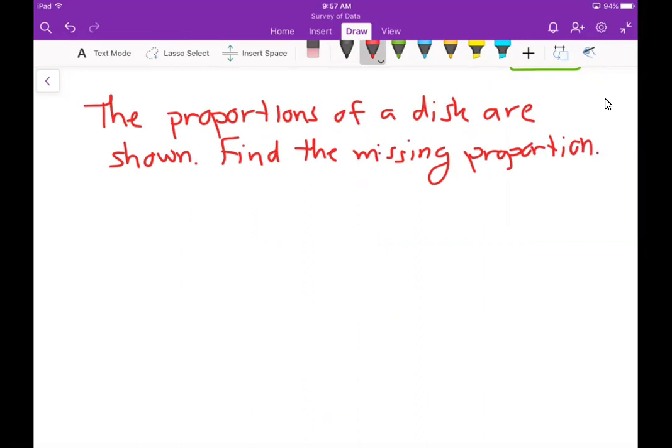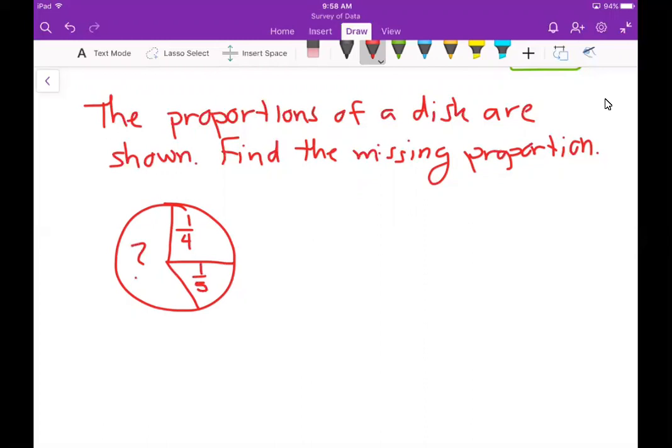So here we're going to have a disk. Okay, I'm going to draw a circle the best I can. That's fairly good. Okay, here's what we know. It's broken up like this. This is 1/4 of the disk. This is 1/5 of the disk. And I want you to find the remaining proportion. Okay, so again, think about the whole disk as 1, right?